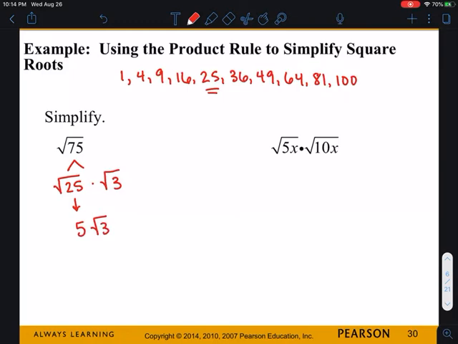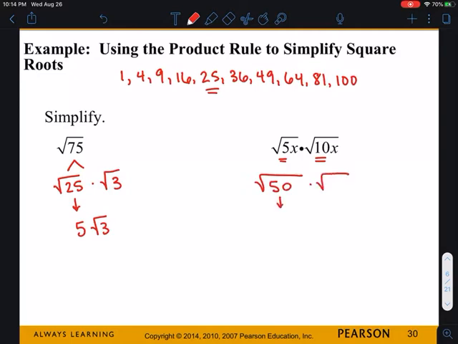If I look at the second example, we have a square root of 5x times the square root of 10x. In this case, it would make sense to multiply the numbers together and put them under one radical. Well, 5 times 10 would give us 50, which we can then simplify.